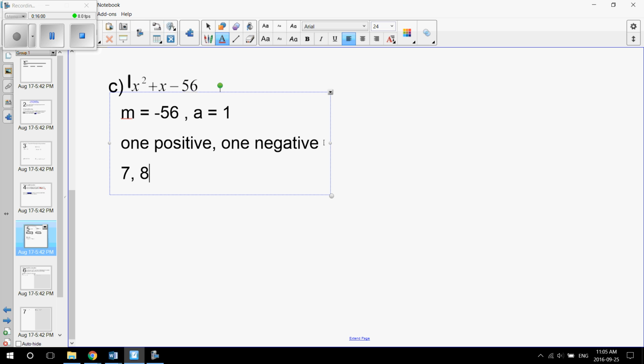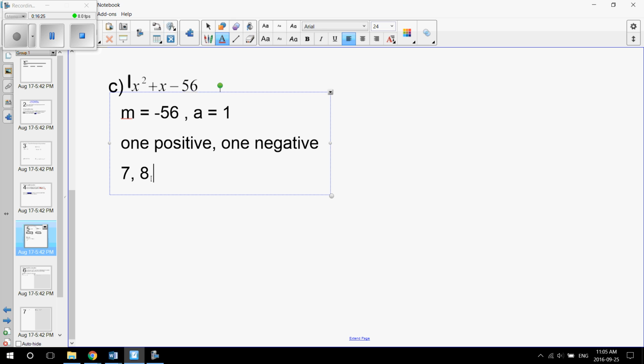Hopefully, as you've gone through that, you see that 7 and 8 multiply to 56. And they're really close, 7 and 8. But now we know that one of them has to be positive and one of them has to be negative to make it a negative 56. Before we decide that, let's look at our add value. Our add value is a positive 1. So we need our add value to be a positive 1.